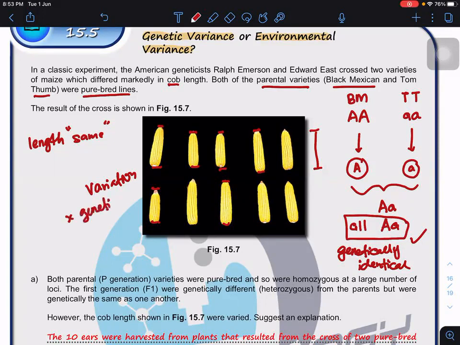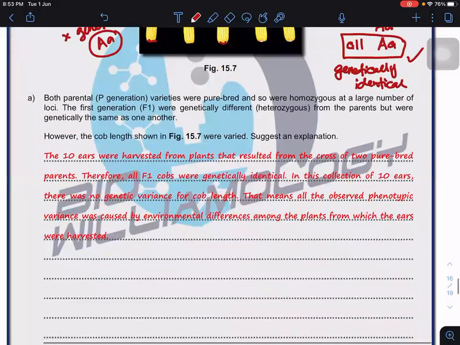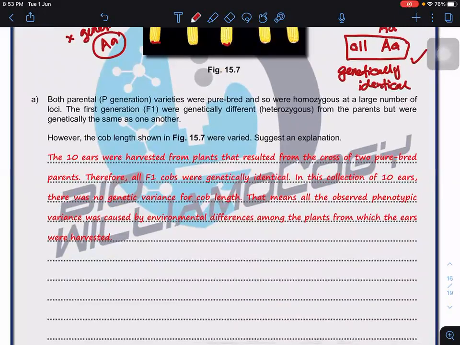Why can it not be genetic variation? Because all of them are genetically identical, big A, small A. Okay, so you can see that both parents' varieties were purebred. They are purebreeding, which means that they were homozygous at a large number of loci. But the first generation were genetically different from the parents, yet genetically the same as one another. Parents are definitely different because one is big A, big A and one is small A, small A. So the F1 is big A, small A.